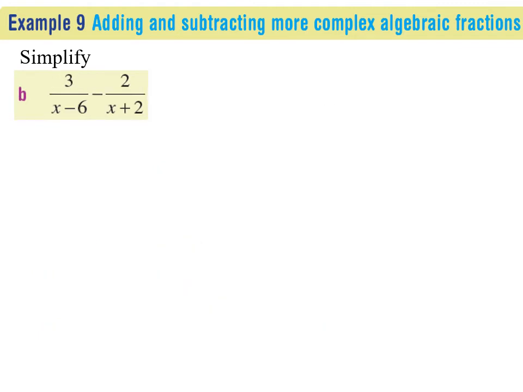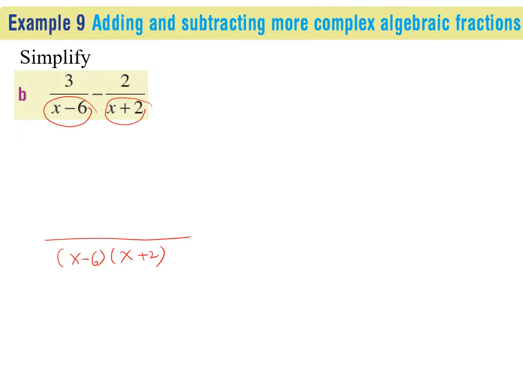All right, let's look at example 9, adding and subtracting more complex algebraic fractions. So here we have 3 over x minus 6 minus 2 over x plus 2. First task, I want to subtract these two fractions. I need to look for the common denominator for x minus 6 and x plus 2. So what's the lowest common multiple for x minus 6 and x plus 2? Simply multiply them together. When there's nothing in common, you multiply the two expressions together. So that will be my LCD.